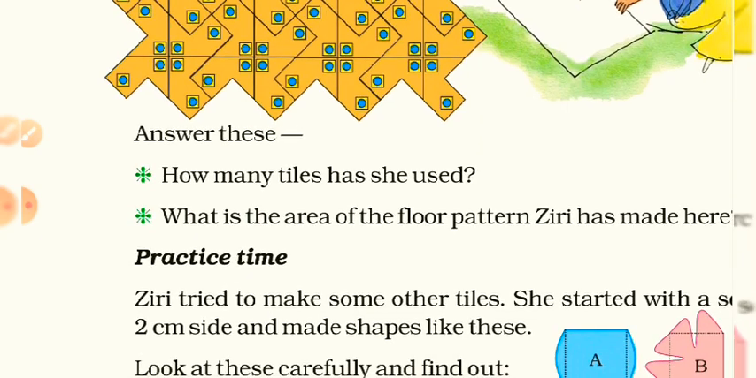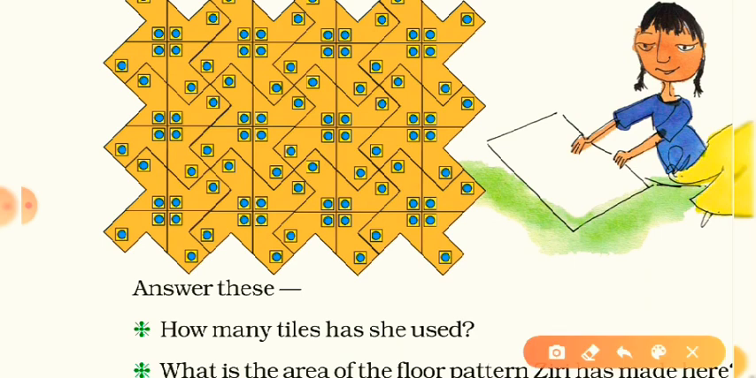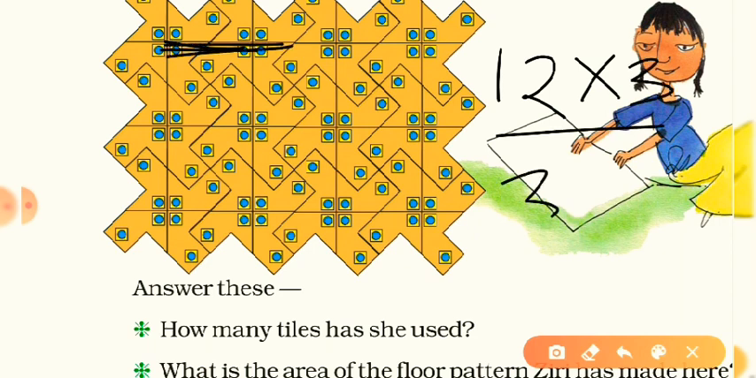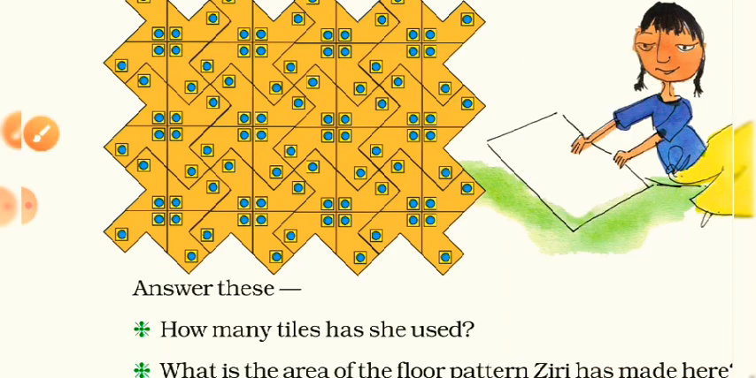Now what is the area of the floor pattern that Ziri has made here? It's very easy, because the number of tiles is 12 and the length of one side was 3. So 12 multiplied by 3, it will be 36 square centimeter. This 3 we have taken from the previous page, where it was mentioned.